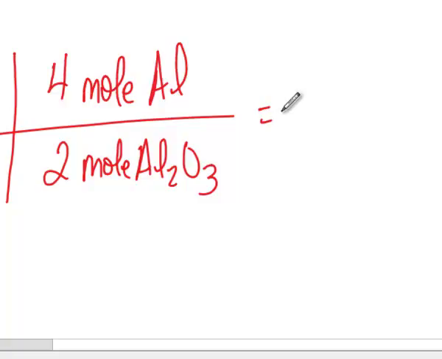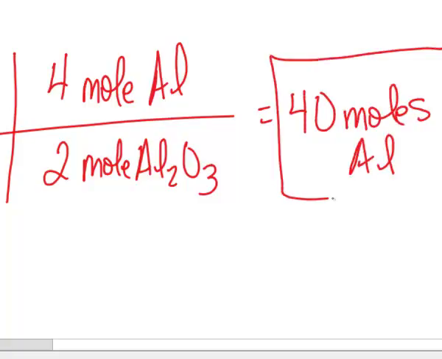Some people like to reduce the 4 to 2 to say 2 to 1. I don't care. I don't even bother with reducing. It just is more effort. If the number's on the top, you multiply. So I'm going to say 20 times 4 and then divide it by 2. Did you guys get 40? Nice. 40 moles of aluminum, final answer.